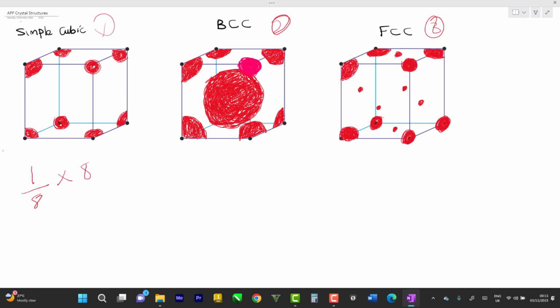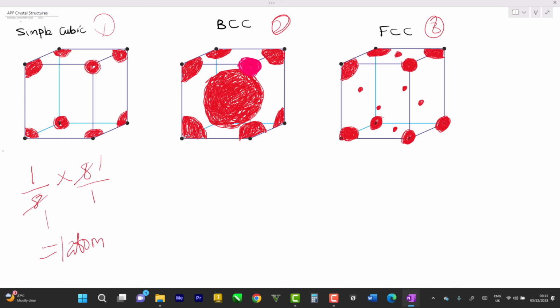So that is why we say 1 over 8 times 8 over 1. Why did we say 1 over 8? That's because each atom is not a complete size. They are divided into 8 equal parts. So we cancel 8 in 8, 8 in 8. 1 times 1 is equal to 1 atom.